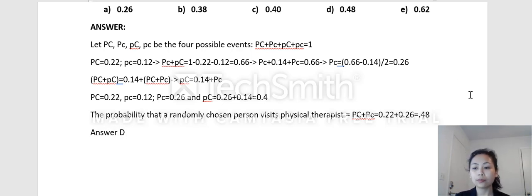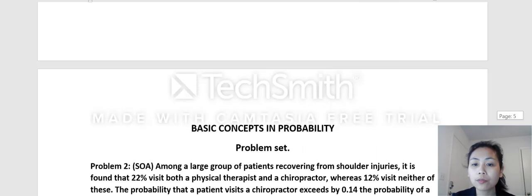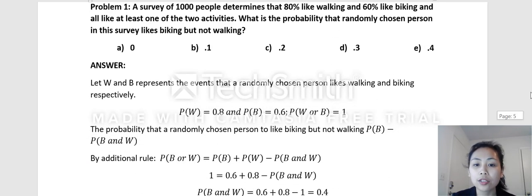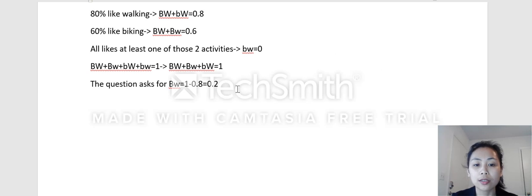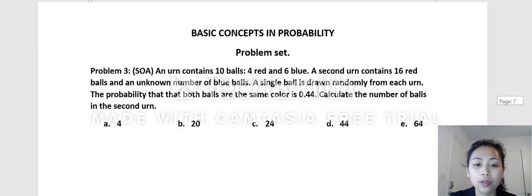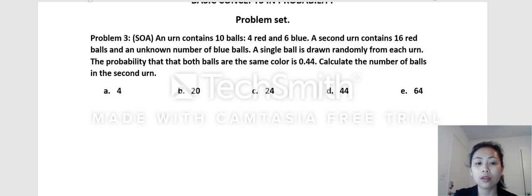Let's go back to the first problem. I got 20%. So that is C. You see that? Answer C. You see that? So I have done 2 examples. Now I'm going to work on 3 more examples. Now look at this problem.